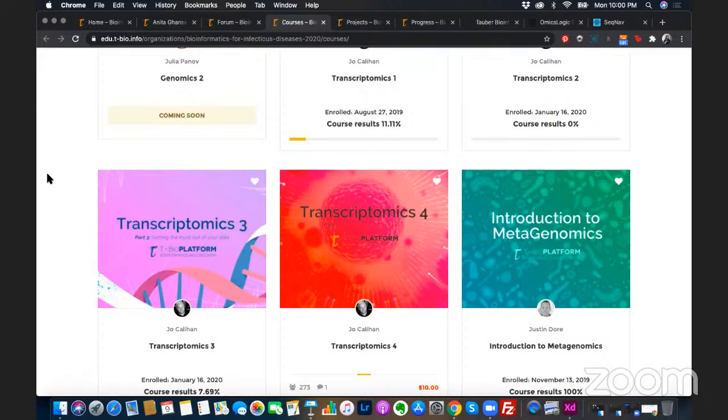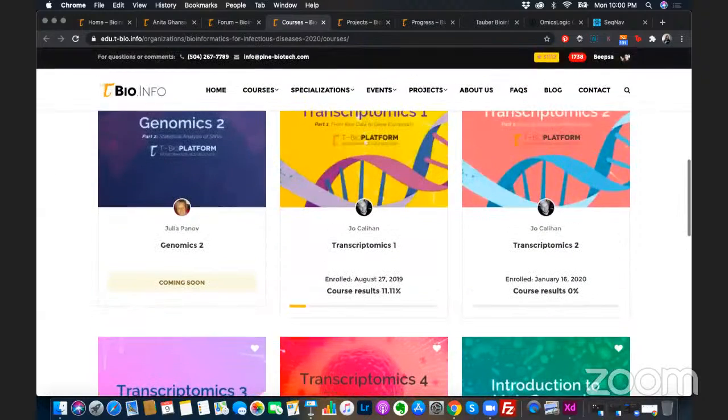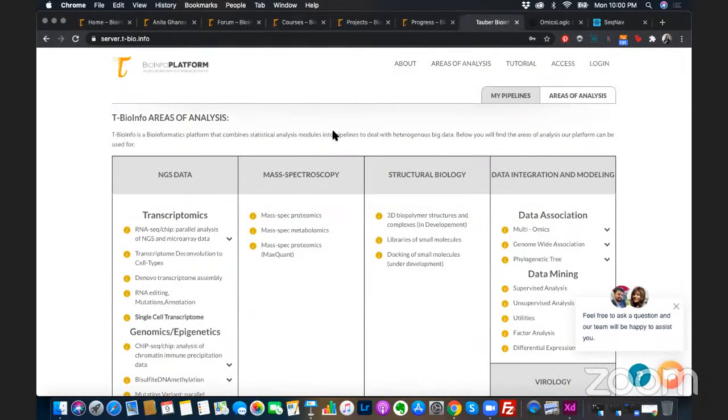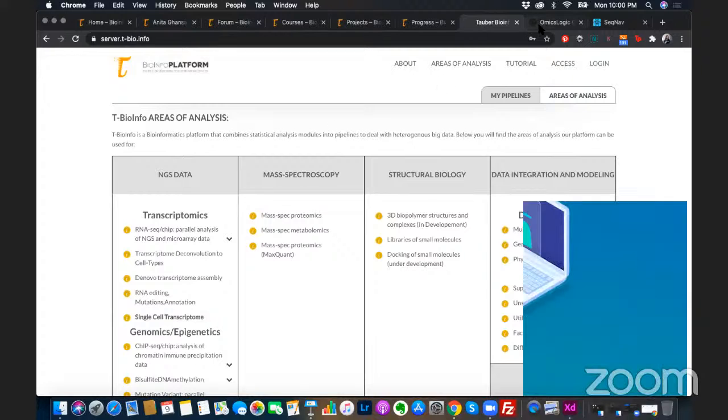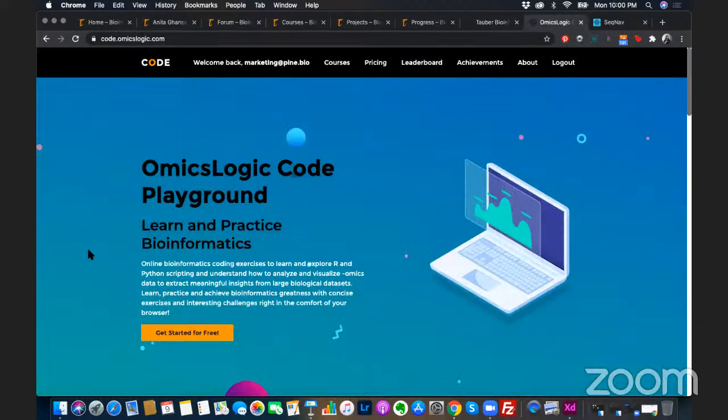Each time you complete a course, Harshita, so the question is how many points does each course carry? So the points that each course carries is 500 points. So once you complete a course, you get 500 points. And getting to 10,000 is not at all difficult because you will not only be doing courses, you will be running pipelines that give you 50 points each, as well as the Codeomics Logic platform will also carry points. So it should not be very difficult.